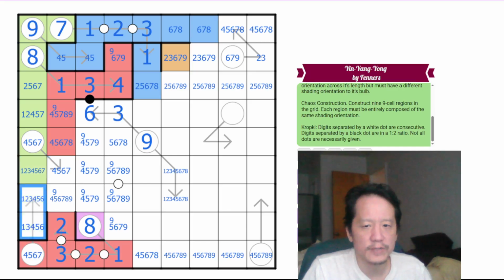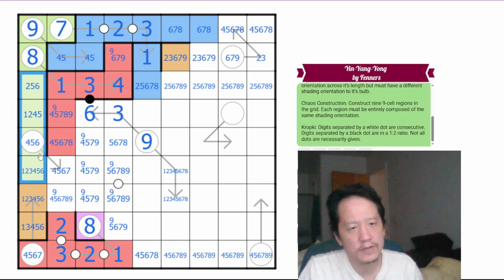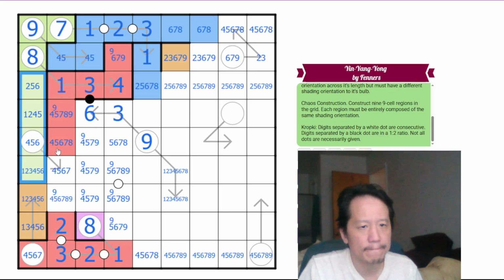Technically, these could be separate regions. We don't know, actually. This is not guaranteed. So this has to be the same region here. I'm guessing this is probably the same region here, right? So this cannot be 7 because of the 7 in this region.